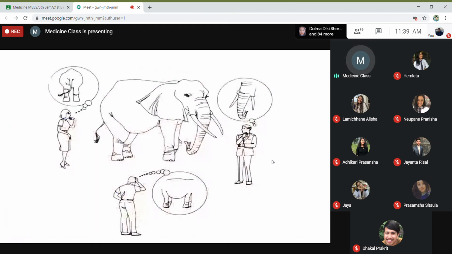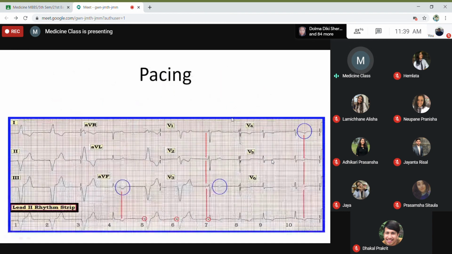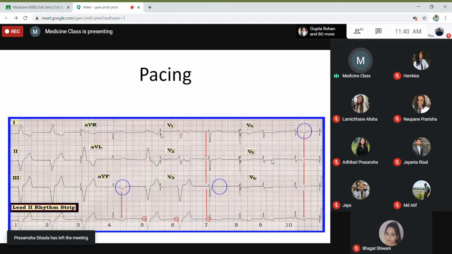There is something like pacing also, and if you have a patient who has a pacemaker, then you will have an artifact like this in the ECG, and with that you can say that this patient has got a pacemaker. So this is a pacing artifact. So this is what ECG is.